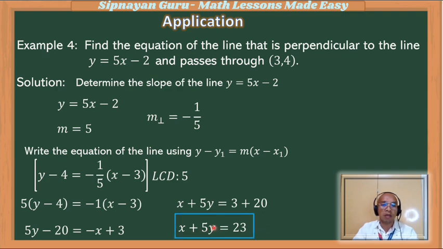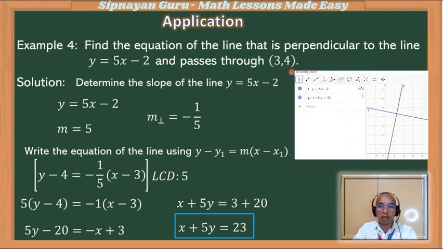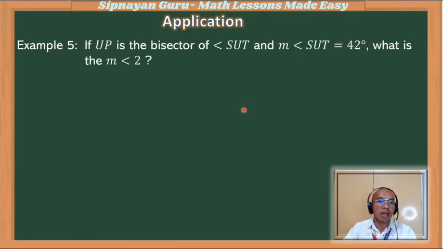So this is now the equation of the line perpendicular to this line that passes through point (3, 4). Now let us illustrate. As you can see, the first line is y equals 5x minus 2, while the other line, which is perpendicular to this line, has the equation x plus 5y equals 23. Let's verify if this perpendicular line really passes through point (3, 4). Where is (3, 4)? So 3, 4, it is here. Indeed, the line x plus 5y equals 23 is perpendicular to this line and it passes through point (3, 4).